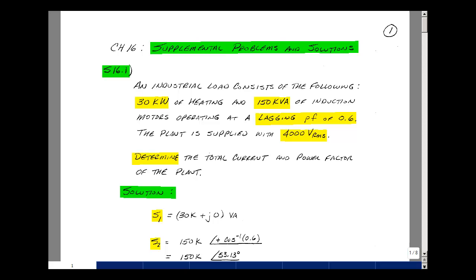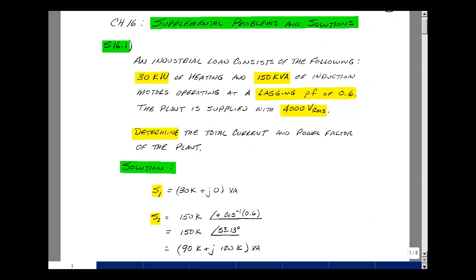Given an industrial load where we have 30 kilowatts of power consumed by heating elements and 150 kilovolt amperes consumed by motors operating at a lagging power factor of 0.6. Suppose that this plant has an input voltage of 4,000 volts RMS. Could you figure the total current and the power factor of the plant?